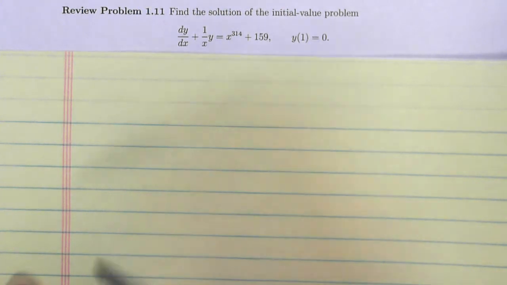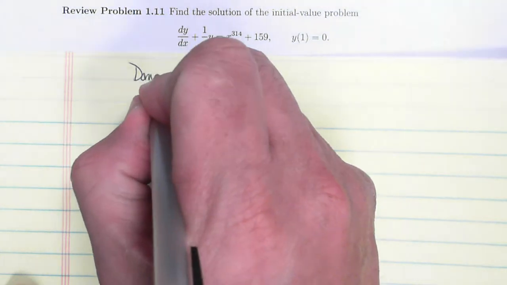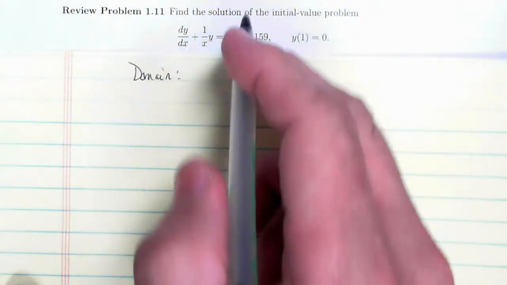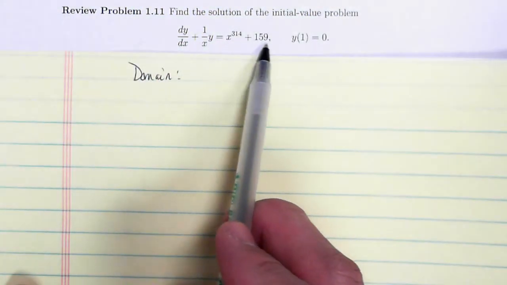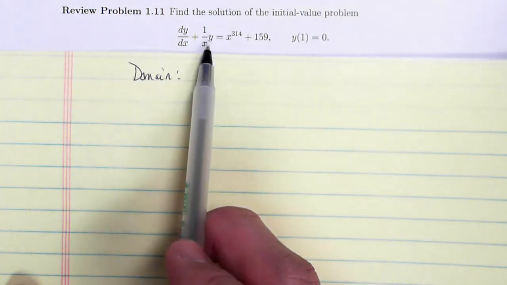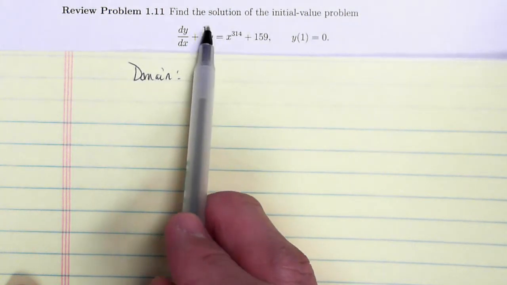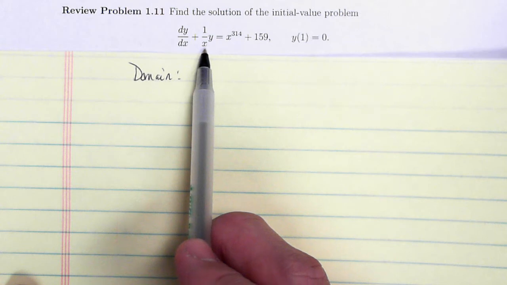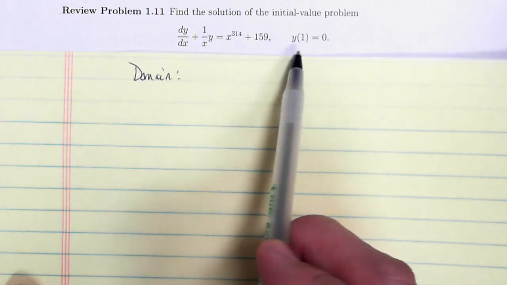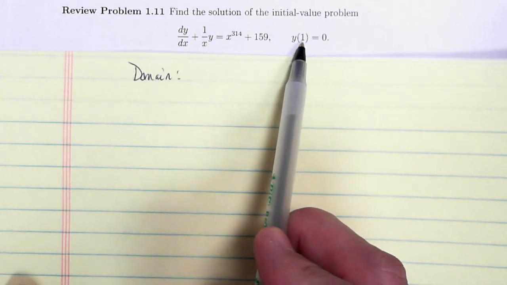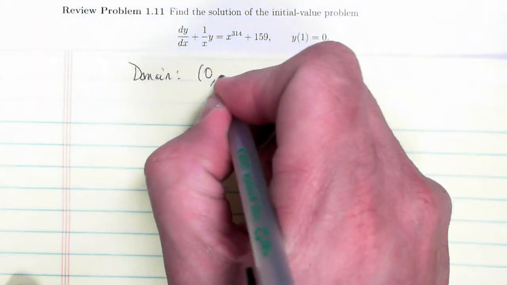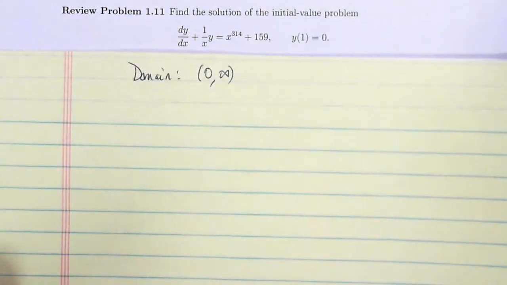The reason this is important is because the domain of the solution is going to be, well, let's see, where do we get in trouble? The right-hand side is defined for all real numbers. However, the left-hand side, 1 over x, is only defined if x is not equal to 0. Because 1 is positive, the domain of the solution will be everything that is greater than 0.